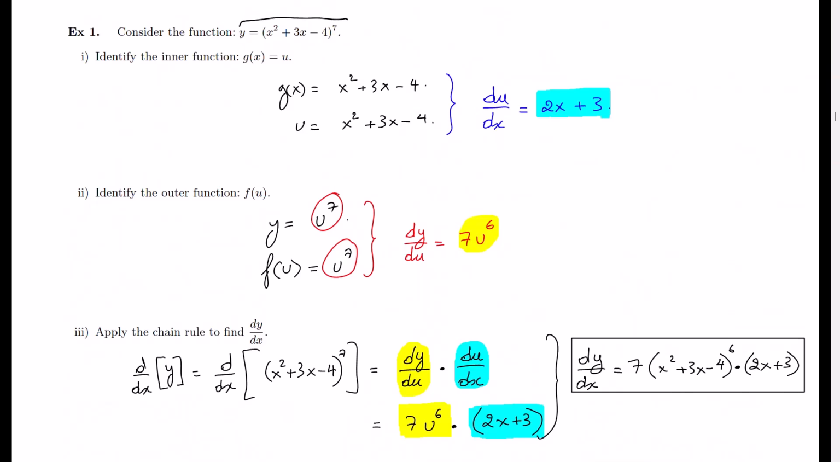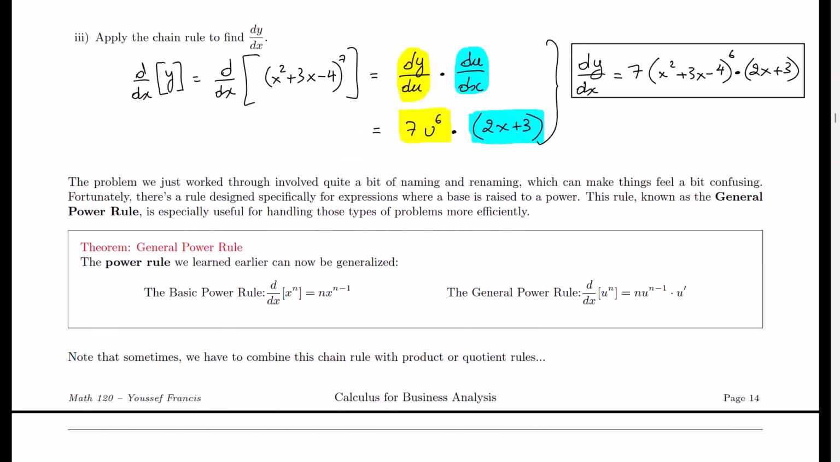And when I come across problems like this, meaning I have a certain base, like parentheses or whatever, all raised to the same power, I can use this general power rule. The general power rule works very similar to the simple power rule in the fact that you're supposed to drop the power to the front and subtract by 1, so that's the first part.